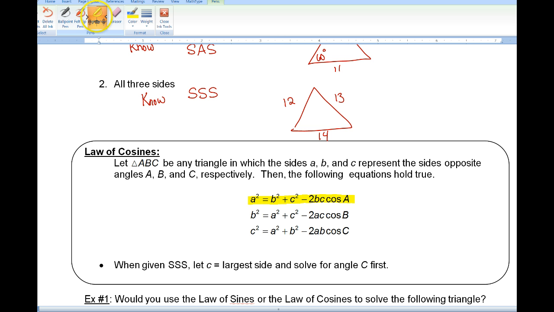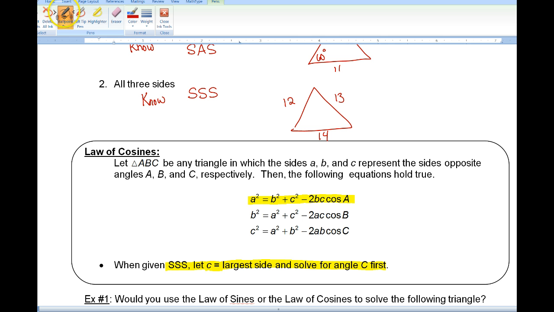And there's a quick note here. Just a side note: let C equal the largest side and solve for angle C first. You'll see where that will apply.